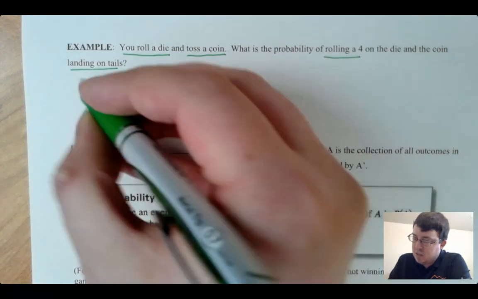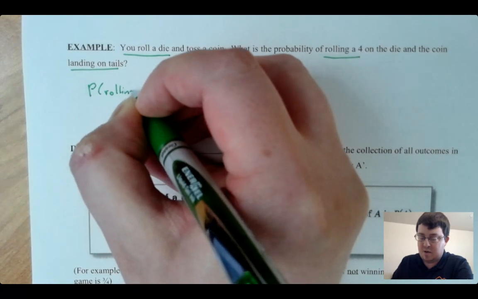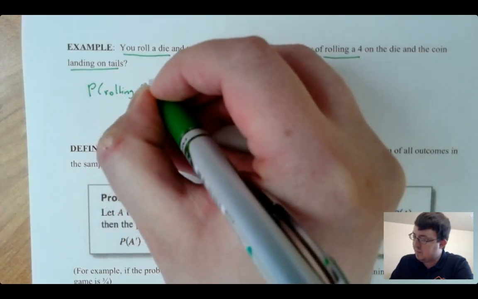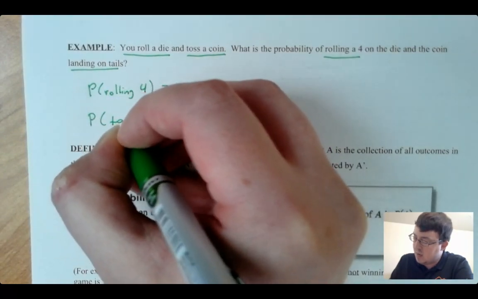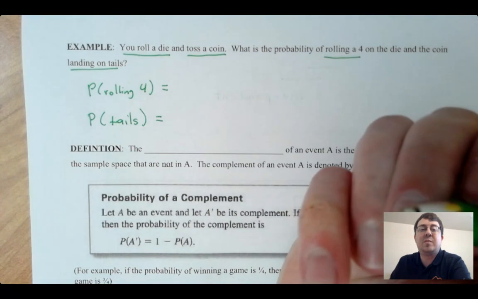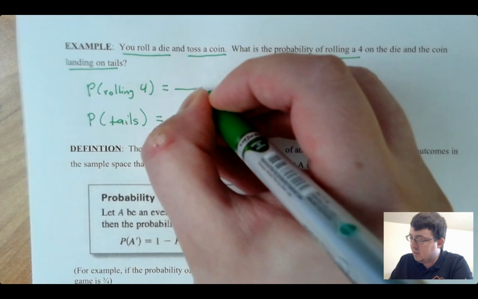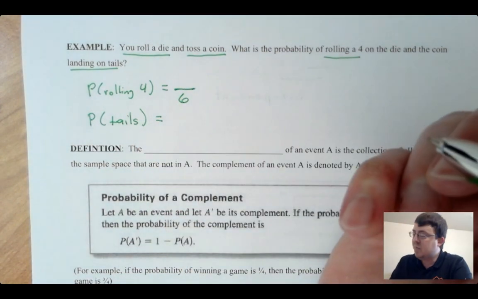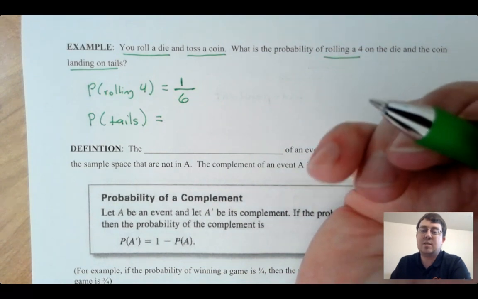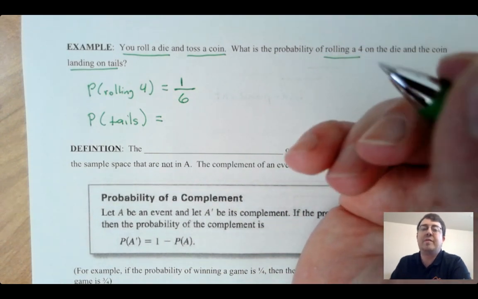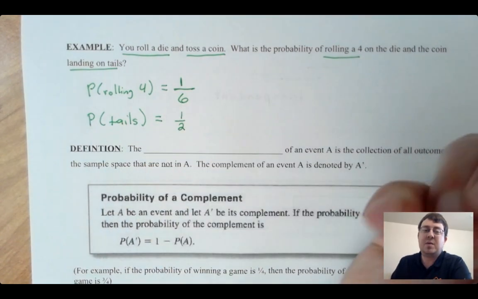So I want to figure out the probability of rolling a 4, and I also want the probability of the coin landing on tails. I need both these probabilities, and then I'm going to multiply them together because they're independent. If I want to roll a 4, there are 6 total sides of the die, but there's only one 4 on that die. So the probability of rolling a 4 is just 1 out of 6. The other 5 out of 6 times we get 1, 2, 3, 5, or 6. The probability of getting tails is always 1/2. Probability of heads, probability of tails on a coin, always 1/2.